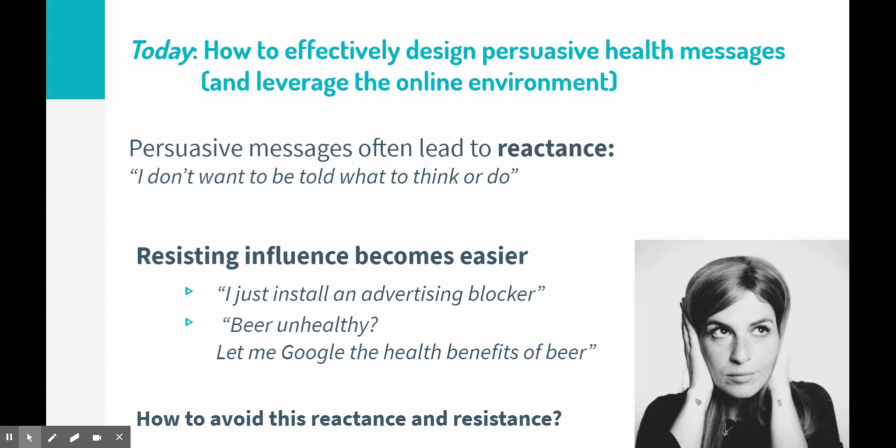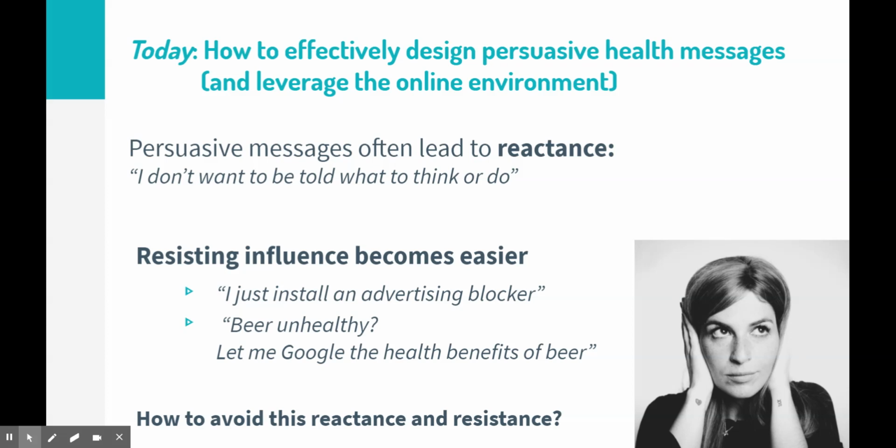Now, we often then try to resist this influence, and there are many ways to resist this influence. For instance, I can try to avoid a message. But I can also use counter arguments, or I try to strengthen my current way of thinking. And this often occurs even though someone presents me some convincing facts.